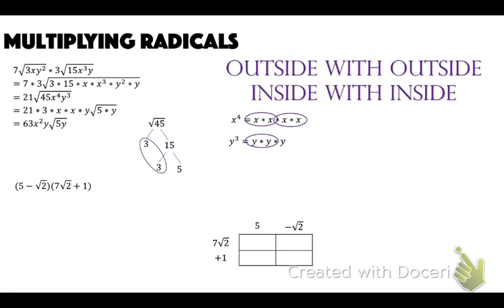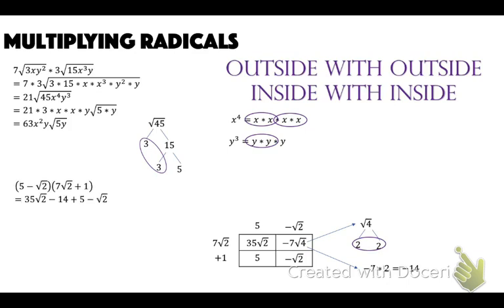So 5 times 7 square roots of 2 is 35 square roots of 2. 7 square roots of 2 times negative square root of 2 is negative 7 square roots of 4. 1 times 5 is 5, and 1 times negative square root of 2 is negative square root of 2. Now that 7 square roots of 4, well, 4 is the same thing as 2 times 2. So that is really negative 7 times 2, which is negative 14. Okay, so if I pull all that out, we have 35 square roots of 2 minus 14 plus 5 minus the square root of 2, which ends up being 34 square roots of 2 minus 9.